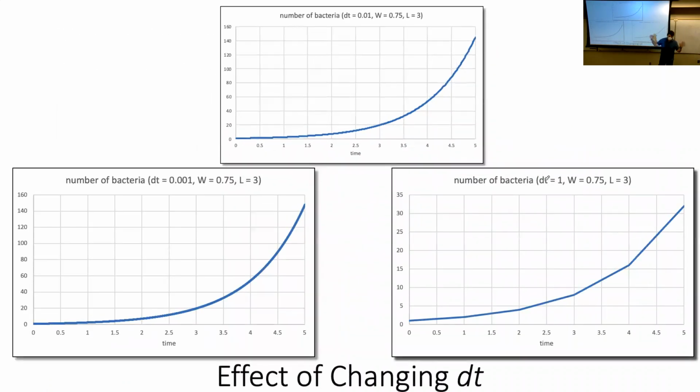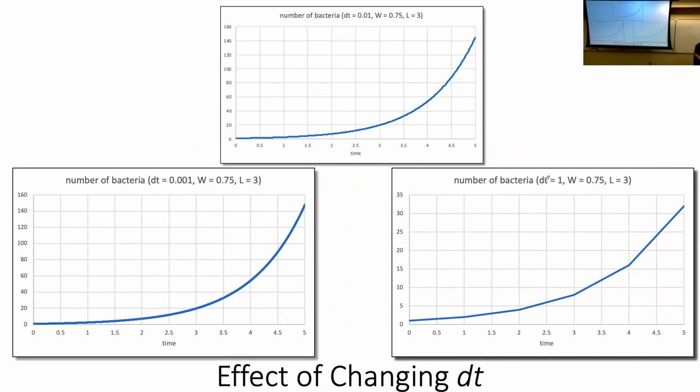So this is the third part. Now, we're at the third part of that assignment that's due Sunday. And in that third part, I ask you to compare the different DTs. And so you can do a DT of 0.01, 0.001, or 1. So in this case, I chose a really coarse grained DT.